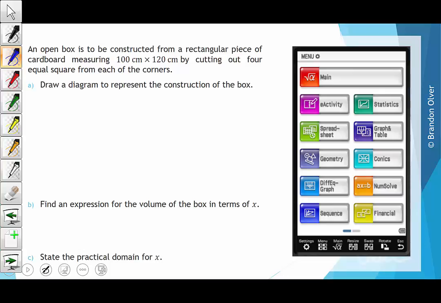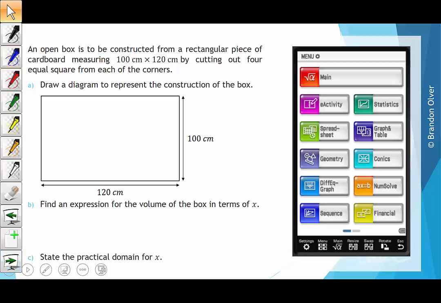An open box is to be constructed from a rectangular piece of cardboard measuring 100 centimeters by 120 centimeters by cutting out 4 equal squares from each of the corners. In part A, we want to draw a diagram to represent the construction of the box. So we can start with the rectangular piece of cardboard, which measures 120 centimeters by 100 centimeters, as shown.